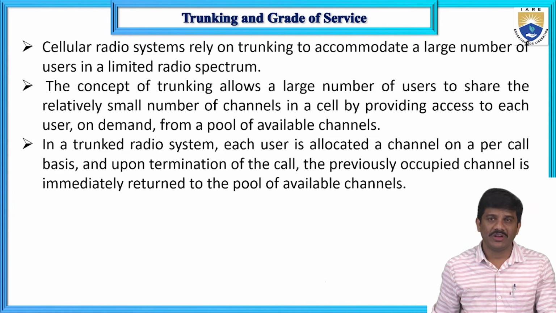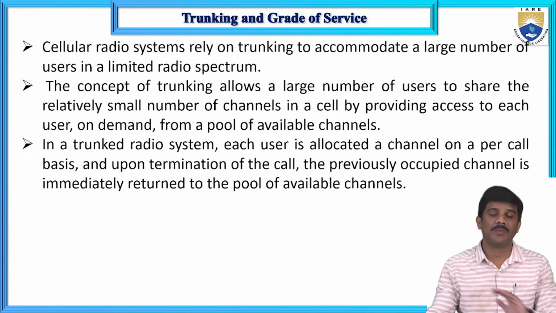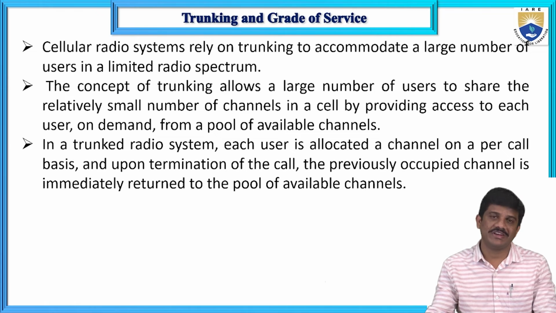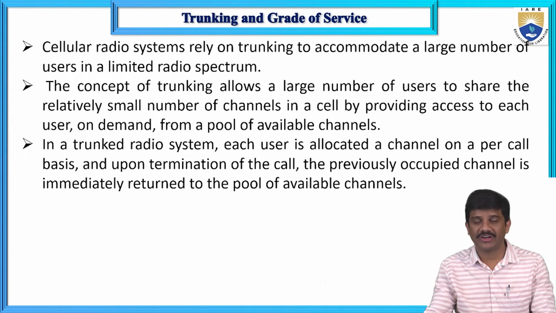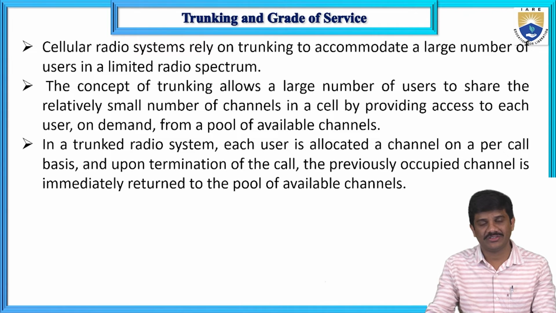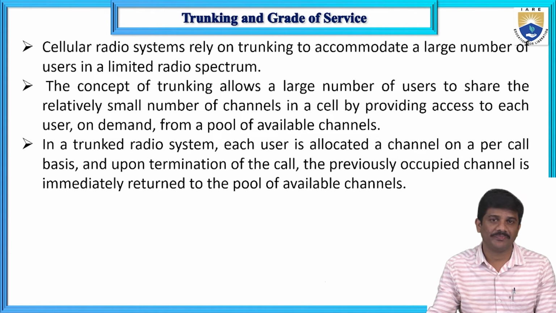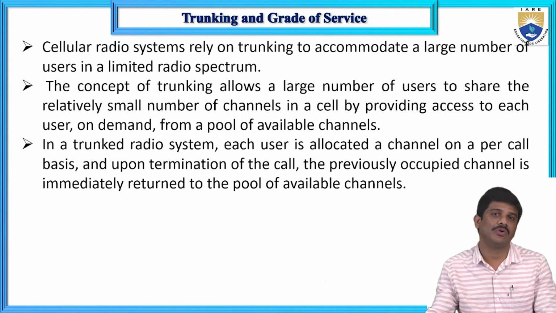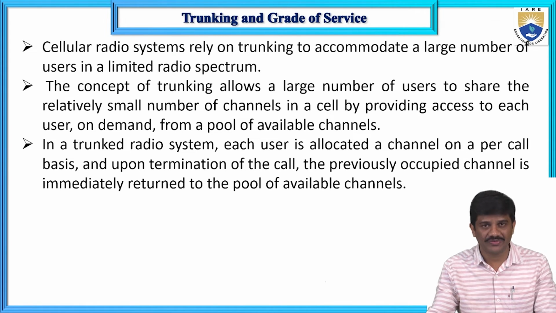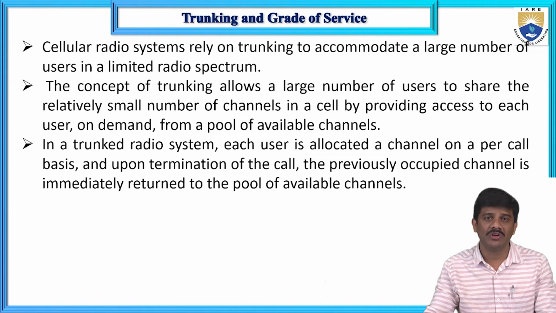Okay, one more topic is trunking and grade of service. Up to now we discussed what interference is, what the sources of interference are, what causes the interference, and also the types of interference. Those are the main topics for interference and improving the system capacity. The next topic is trunking and grade of service. Both are two different things, trunking and grade of service.